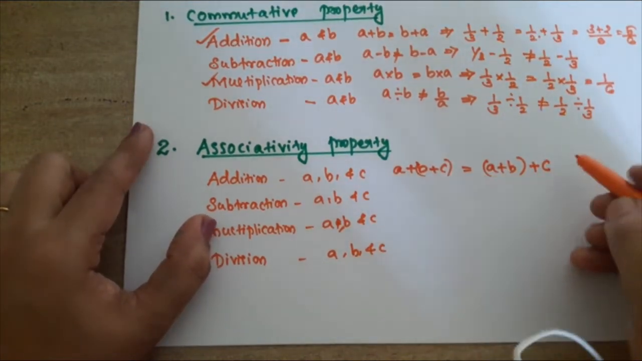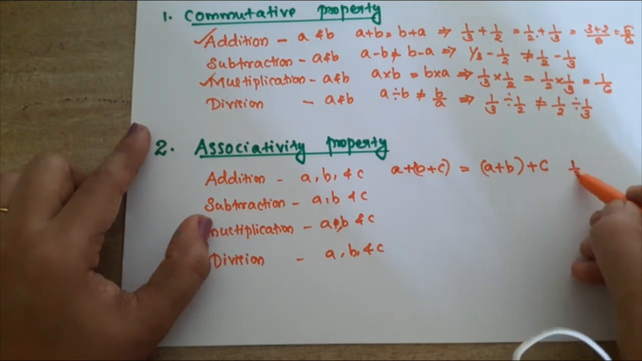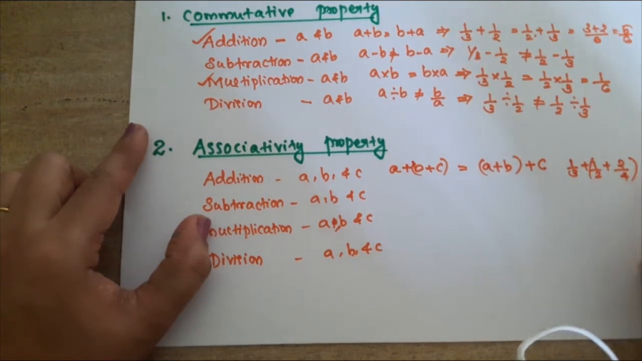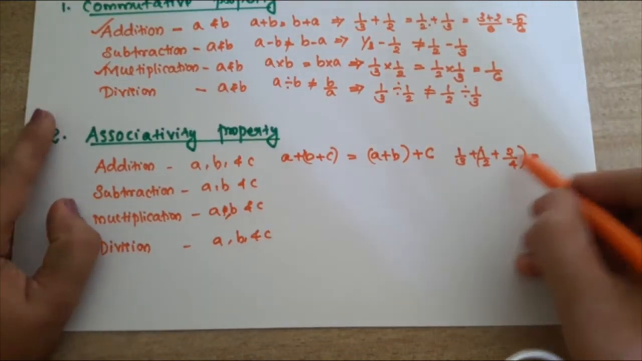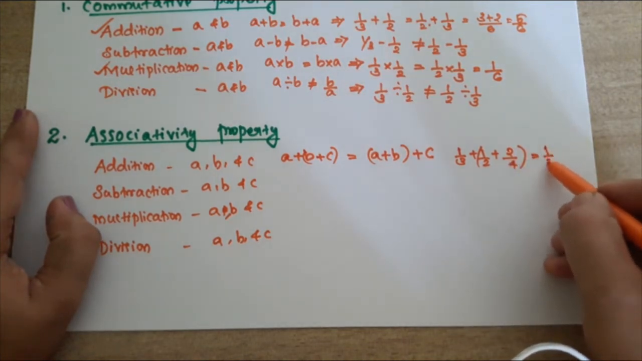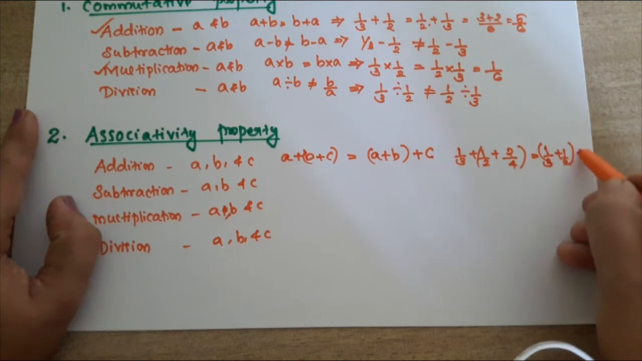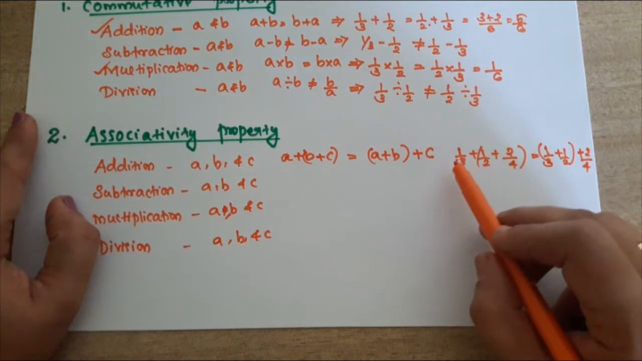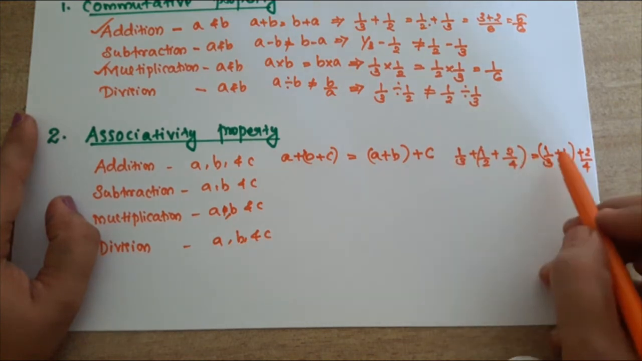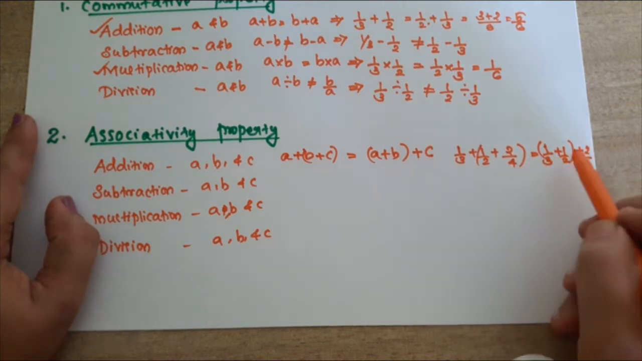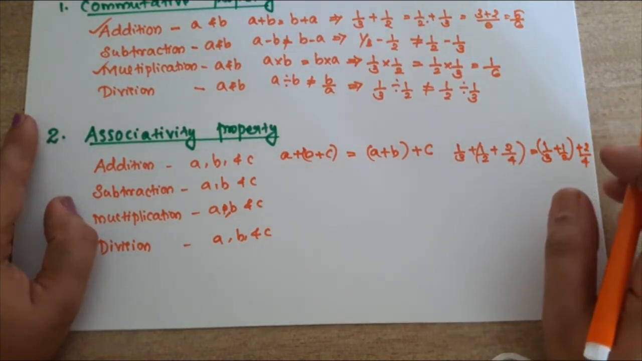For example, we can take three numbers: 1 by 3 plus 1 by 2 plus 2 by 4. Then (1 by 3 plus 1 by 2) plus 2 by 4 is equal to 1 by 3 plus (1 by 2 plus 2 by 4). That means adding the last two and adding the result to the first is the same as adding the first two and then adding the result to the third. That is called the associative property for addition.